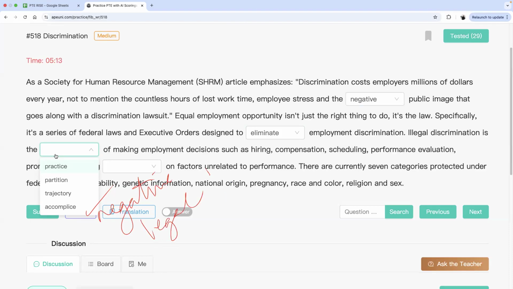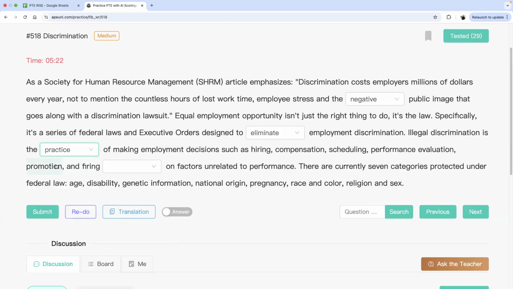Every word is having its own subject. It's legal. Trajectory is physics. Partition is standard. Practice is an everyday word. Okay. So we'll go with the simple word. Okay, so don't complicate your answers. Keep it simple, they'll be right.